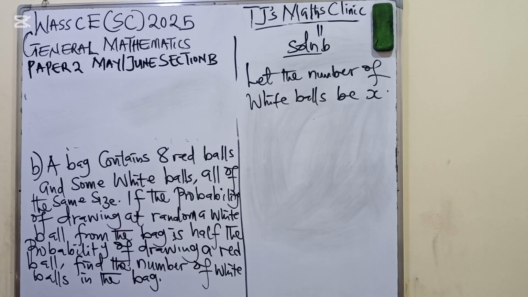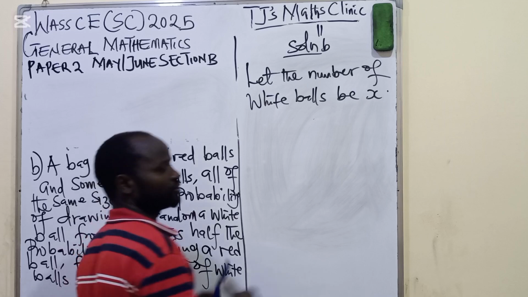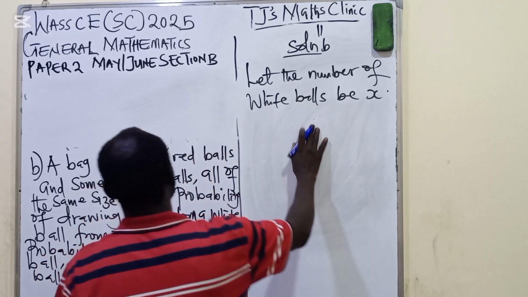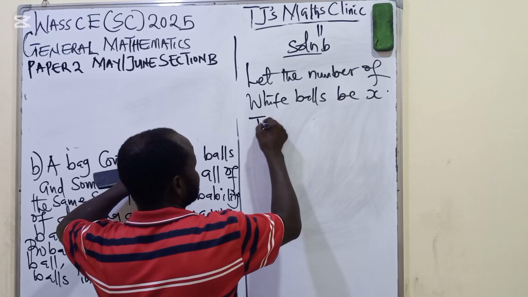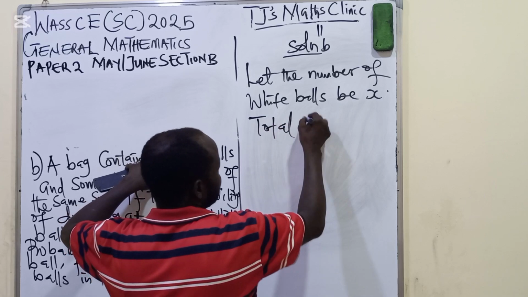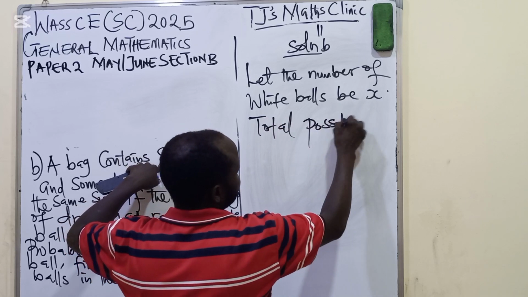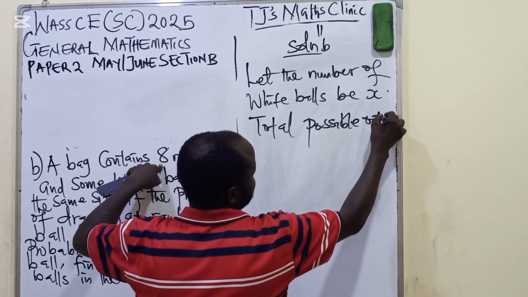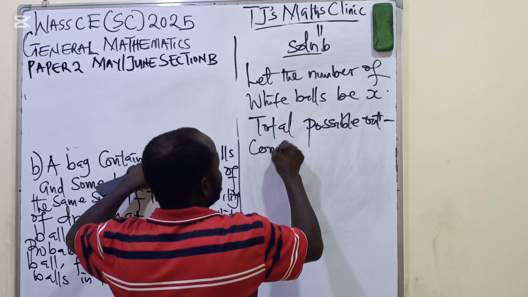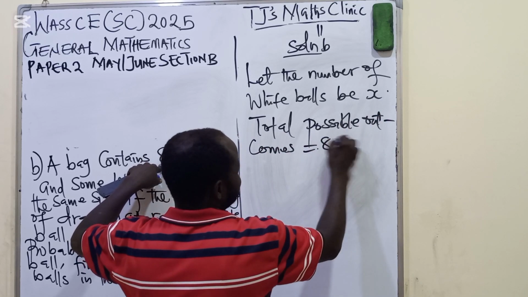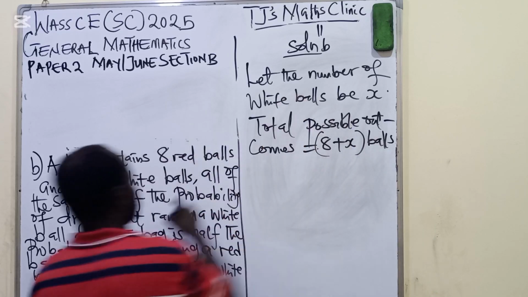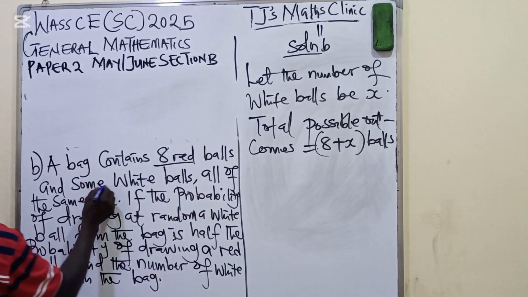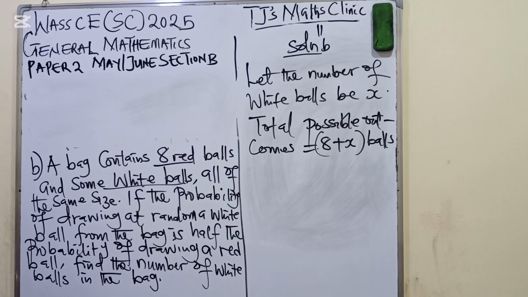So let's find the total possible outcomes of this. Yes, the total possible outcomes will be 8 plus the number of white. So we can say total possible outcomes will now be 8 plus X balls. That's 8 red, then X white balls, all of the same size.